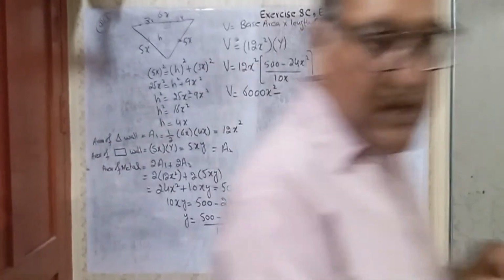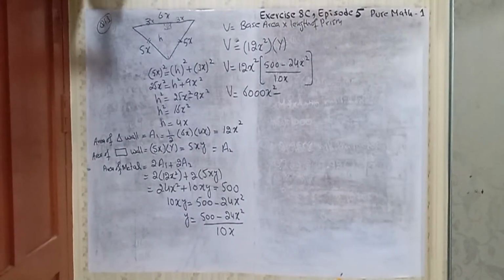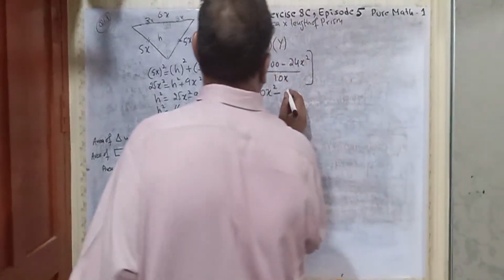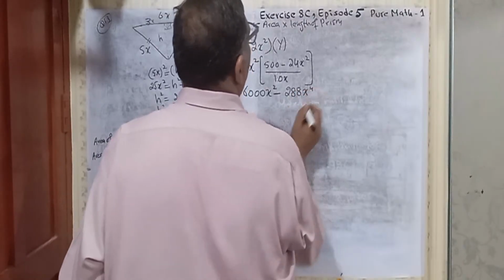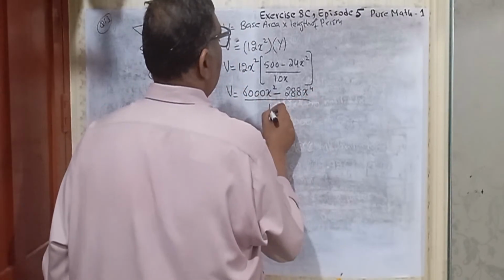Let me use the calculator. 12 multiplied by 500, so my answer is 6,000. That's 6,000 x square. 24 multiplied by 12 is 288. This becomes 288 x raised to power 4, and this whole thing is divided by the 10x.